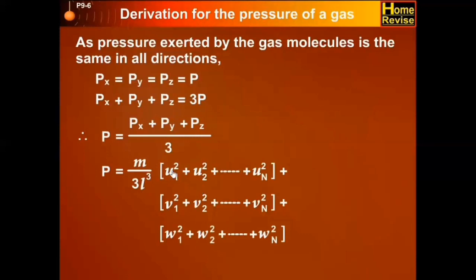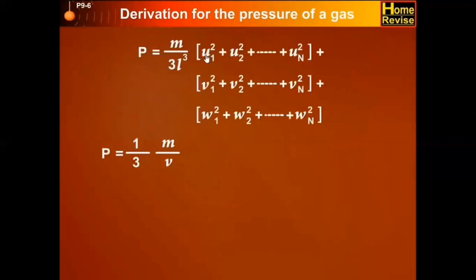Now for the first particle, the velocities in three directions, if we sum them, give u1 squared plus v1 squared plus w1 squared, then u2 squared, v2 squared plus w2 squared. Then all the particles in the different directions must be calculated. Here L cube is equal to V. We know that L cube is equal to V, and we put here the velocities in the directions.